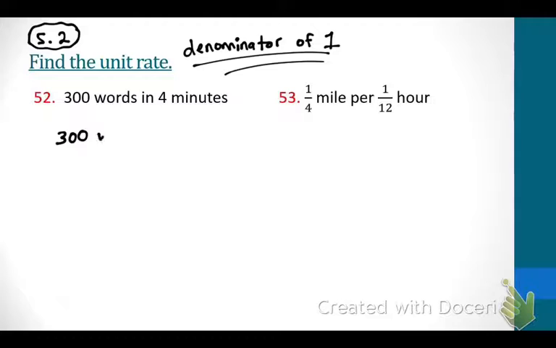Currently, we know that someone was able to type 300 words in 4 minutes. I do not want a denominator of 4. I want a denominator of 1. Joshua, how do I turn that 4 into a 1? What do I have to divide it by? I'm going to divide it by itself. Divide by 4. Class, if I divide by 4 on the bottom, I have to be fair and divide by 4 on the top. All right, when you do this, Max, what's my answer?